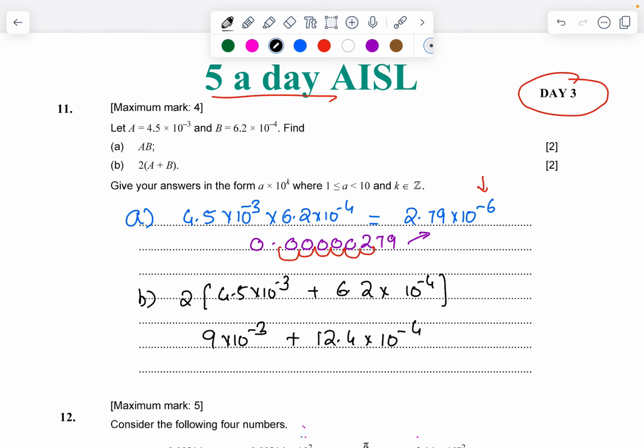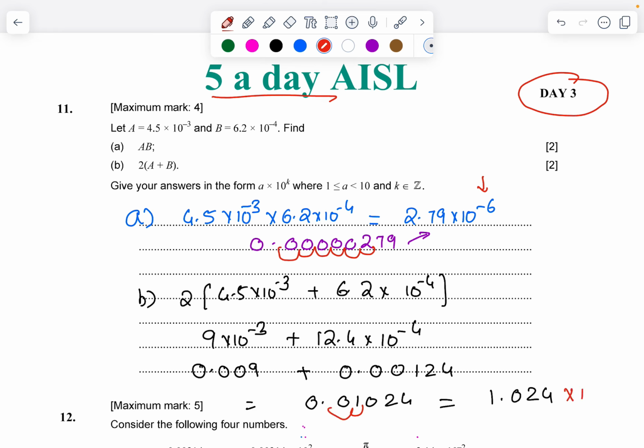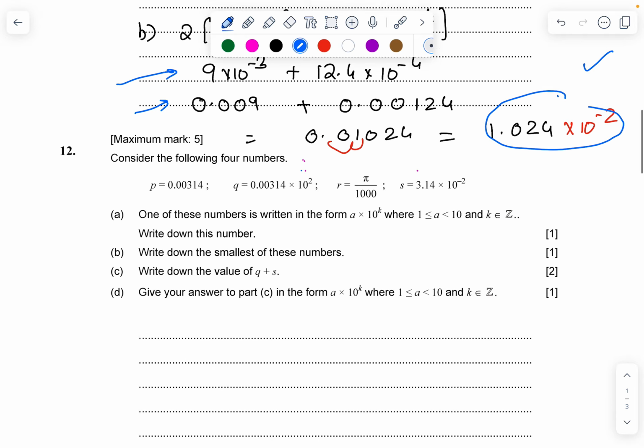Now, if you are adding it in the calculator, you can directly use 0.009 plus 0.00124. When I add it, it is 0.01024, which in standard form is 1.024. The point has to go backwards. How many digits backwards? 1, 2. So times 10 to the power of negative 2. Some calculators directly give you the answer. If it is not given, you can use this method.